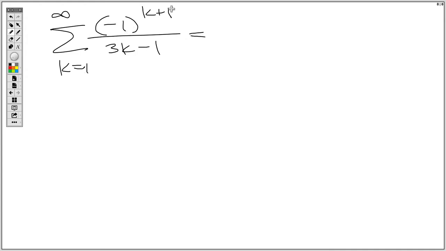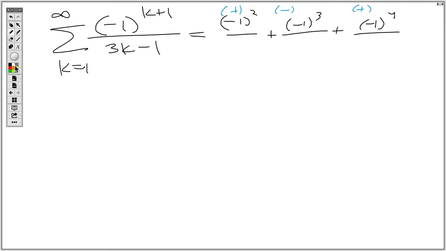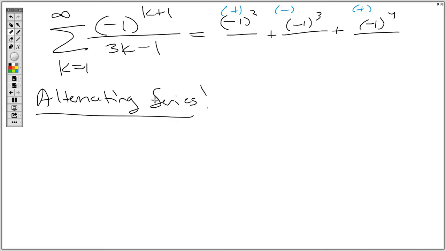When I plug in k equals 1, I'd have negative 1 squared over something. And then I have negative 1 cubed over something. And then negative 1 to the 4th over something. Anytime you have negative 1 to an even power, that's going to create what kind of term? Positive or negative? Positive, negative, positive, and so on. So we have an alternating series. So if we have an alternating series, we'll try the alternating series test.